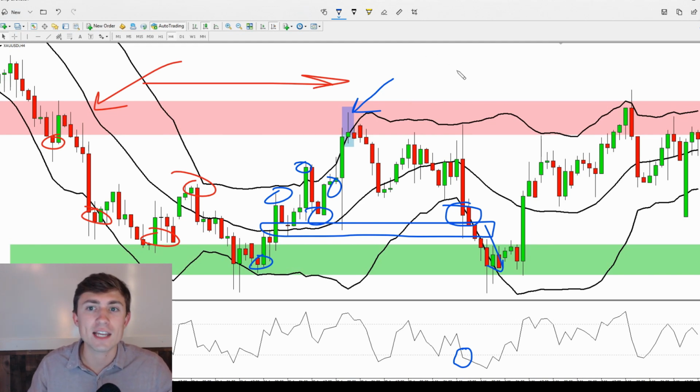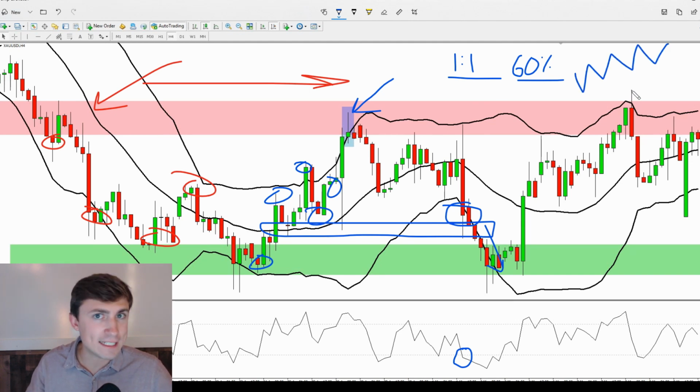Let's say that in this case, we had a 1-to-1 risk to reward and a 60% win rate. You might say, well, that doesn't sound very good, but over time, even something like this can give you a positive expected outcome. And that's where backtesting is super important, guys.